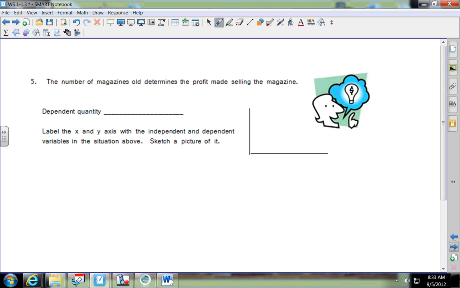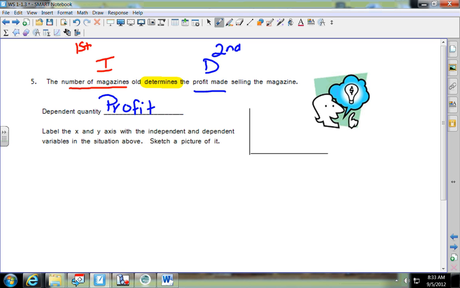Try the next one. Pause the video and come back and see how you do. The number of magazines sold determines the amount of profit made selling. Determines. Be careful with this one, because remember, you're going to have the independent determines the dependent. Well, that makes sense because the first thing you have to do, remember the independent is the first thing, you have to sell the magazines. The result, the second thing, is the profit. So the dependent is the profit.